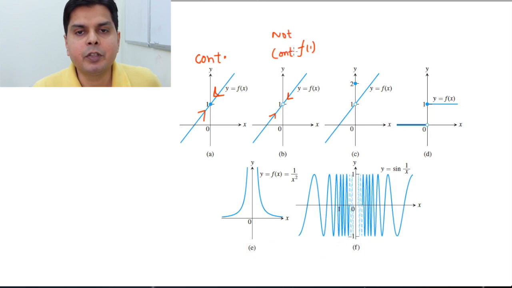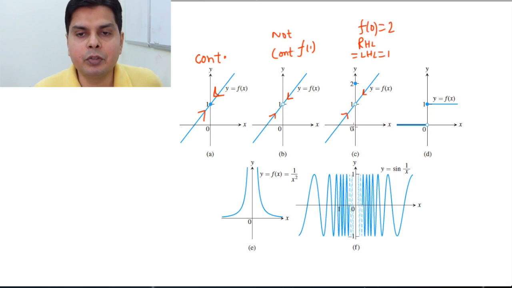Similarly, you see this function. In this case also, the right hand limit and left hand limit are equal, but the value of the function at x is equal to 0 is equal to 2. So the right hand limit is equal to the left hand limit is equal to 1, but f(0) is equal to 2. So this function also is not continuous at x is equal to 0.